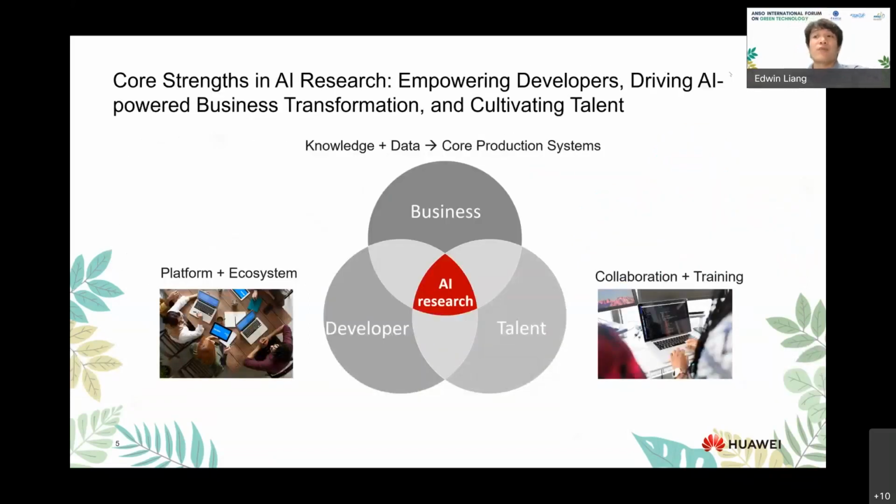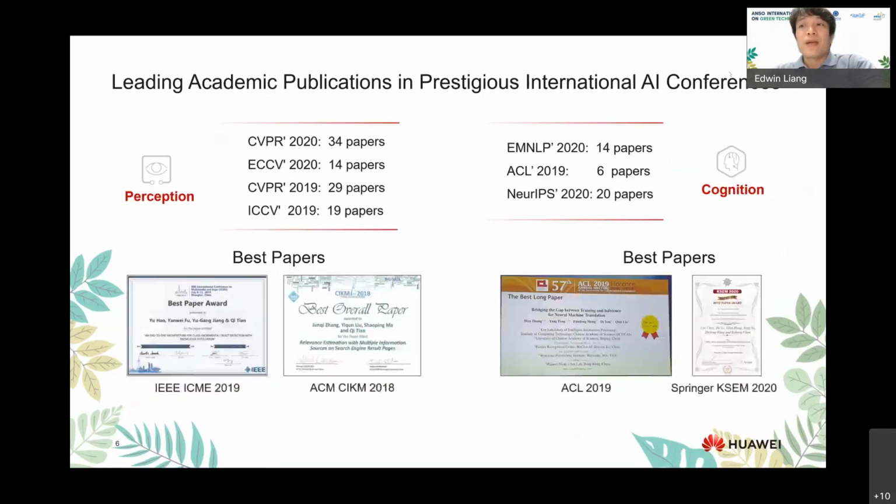Speaking of AI research, we believe the three core values are empowering developers, driving AI-powered business transformation, and cultivating talent. We will continue to invest around these three points to leverage our strengths. Here are some of our academic publications in prestigious international AI conferences. As mentioned, we focus not only on perception, but also on connection.